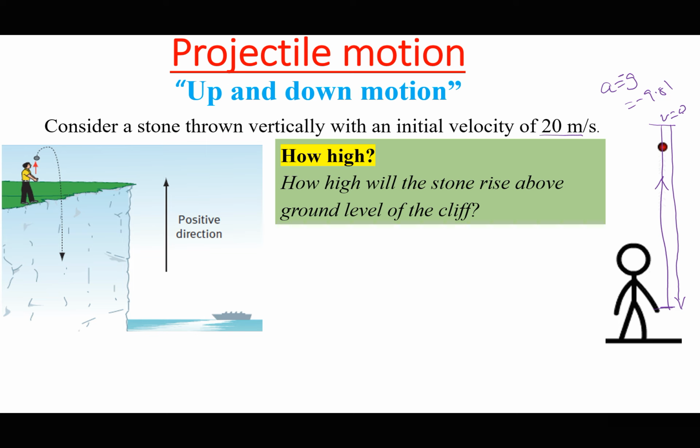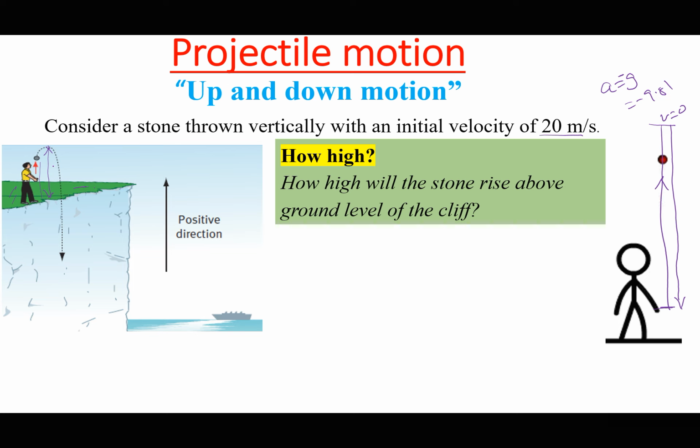So let's consider this diagram where the stone is thrown by a person who is at a certain height above, say, the ground level and throwing the stone vertically upwards. So the first question is, how high will the stone rise above the ground level of the cliff? So this person is on the cliff and we want how high the stone rises above the ground level of the cliff, assuming that this is the ground level of the cliff.